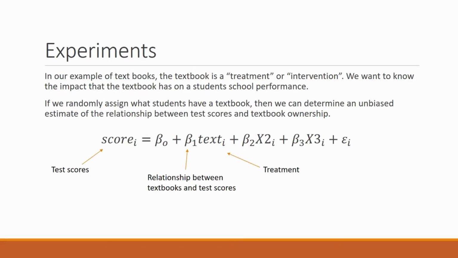Okay, so let's make this more clear. In our example of textbooks, the textbook is a treatment or an intervention. All right, we want to know the impact of this intervention, textbook, on students' school performance, on their test scores. Okay, if we randomly assign what students have a textbook, then we can determine an unbiased estimate of the relationship between test scores and textbook ownership. We can identify an unbiased relationship between ownership of a textbook and students' test scores.